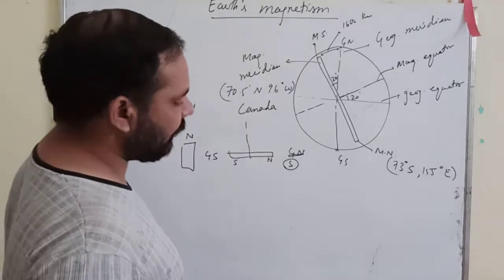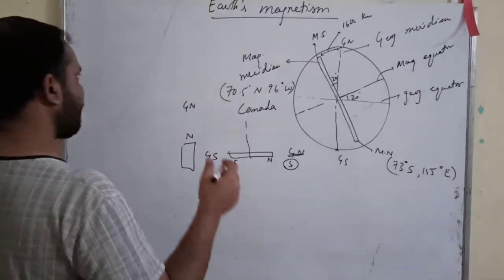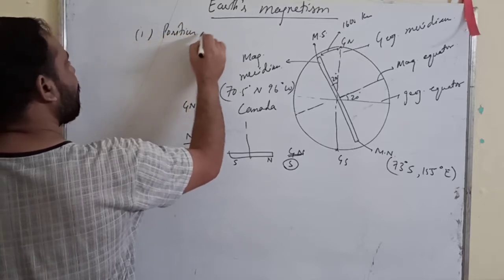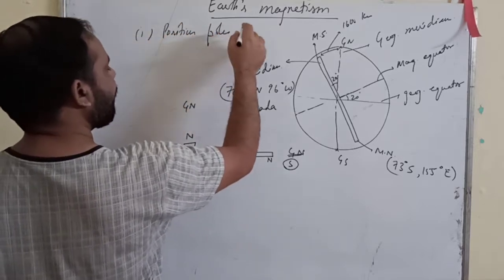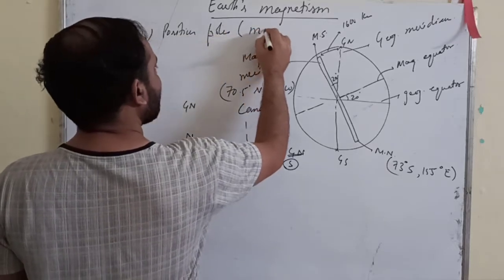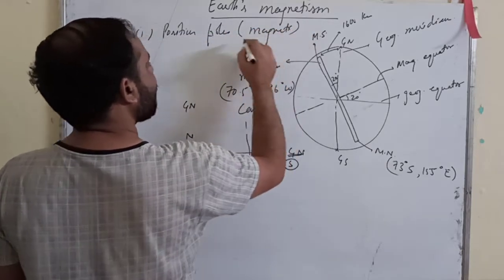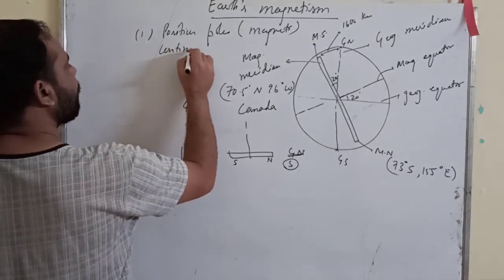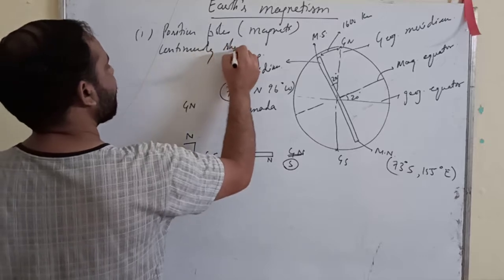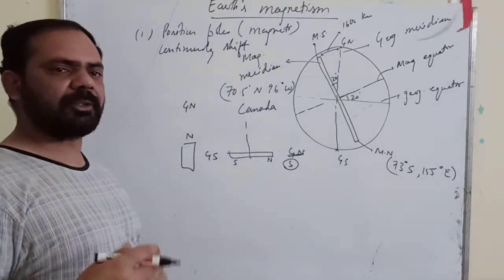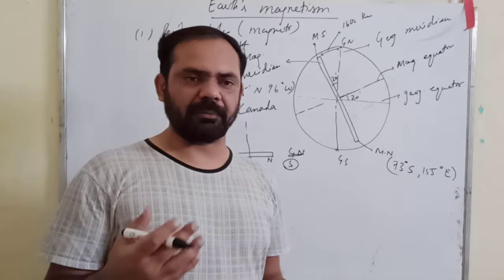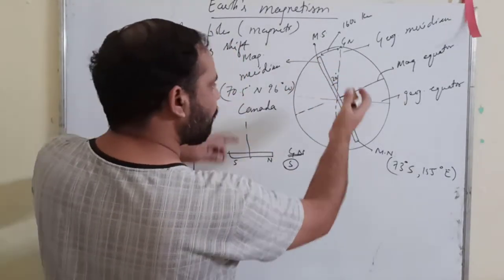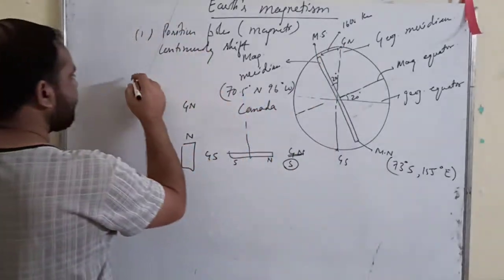Now a few points can be discussed here. First is the position of poles, and when we are talking about the poles, we mean the magnetic poles. The position of these magnetic poles continuously shifts. The shift of poles is continuously taking place.